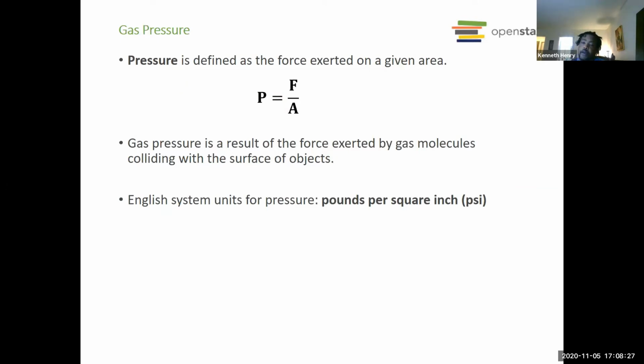Okay, so when we talk about gas pressure, that's basically the force exerted by gas molecules colliding with the surface of objects. Ideally, if these gases are colliding, a few of them will collide with each other and just bounce off, and they'll bounce off the walls. In actuality, sometimes gases will collide with each other and then stick together, and that also affects your pressure over time.